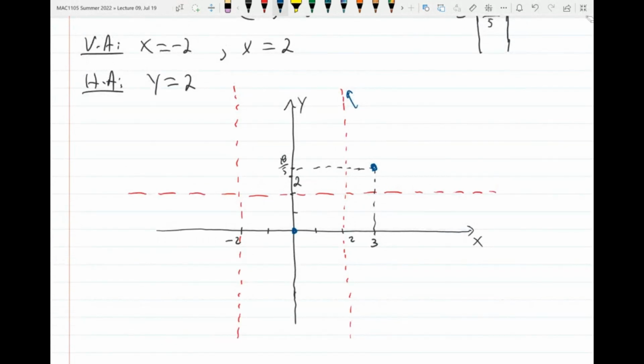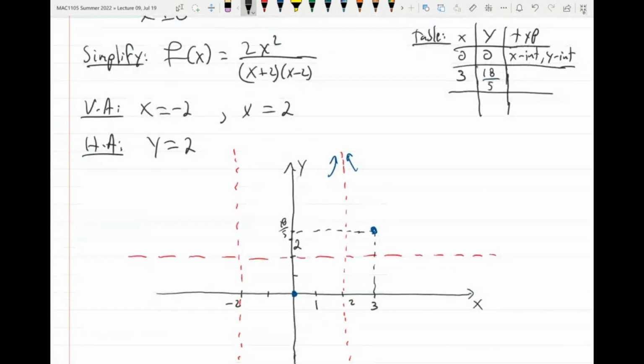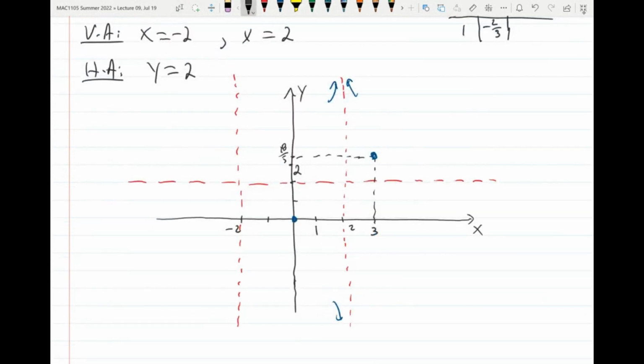Okay. Now let's go to the left. Again, it's either this or this. Let's pick 1. When x is 1, what is y? 2 over, so this will be a 3 and this is a negative 1. So 2 over negative 3. So negative 2 over 3. Yes? So negative 2/3. That's going to be here.